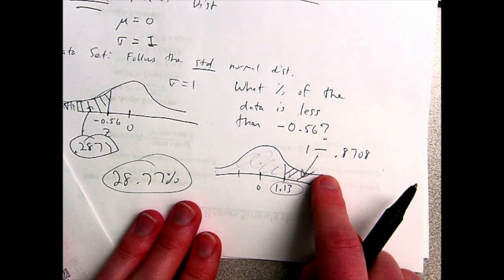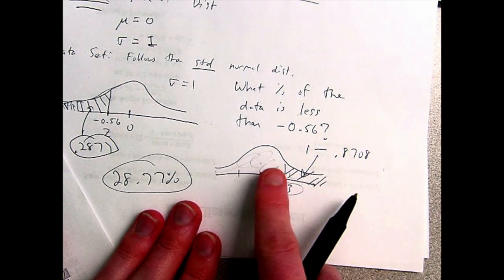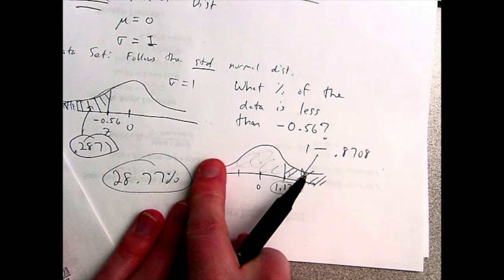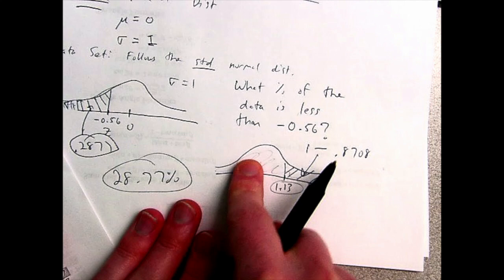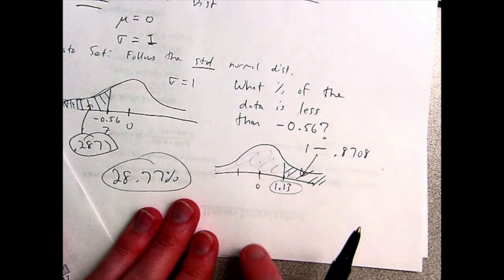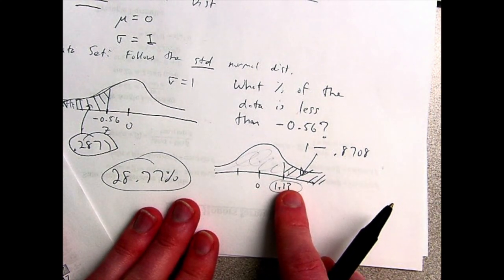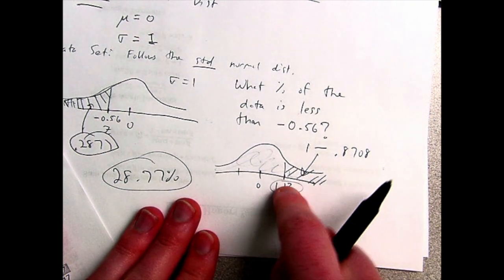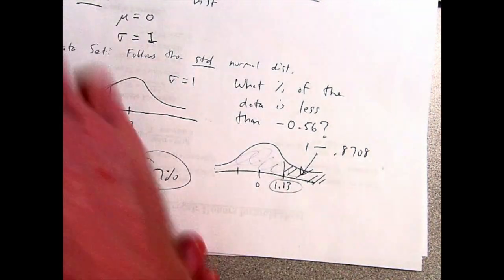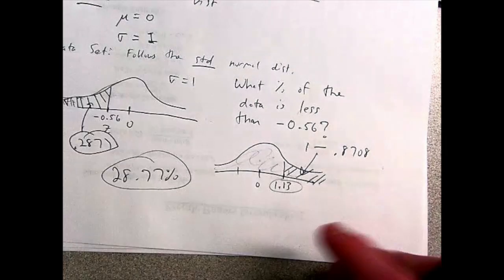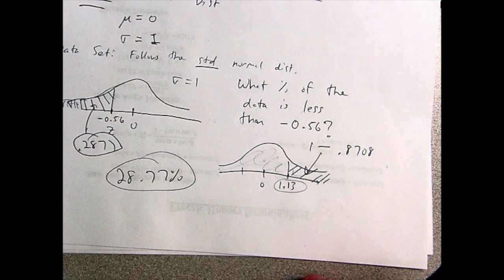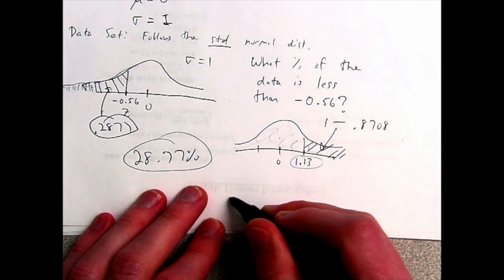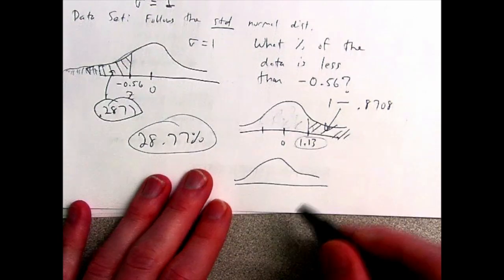And the reason why is, obviously, this shaded region here can be viewed as the entire region under the curve minus this white space. And this white space is exactly a left region, right? It's a region to the left of 1.13 underneath the curve, which is exactly what that 0.8708 figure is giving us.